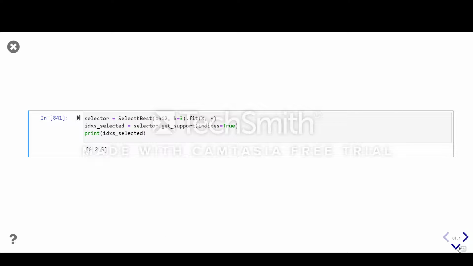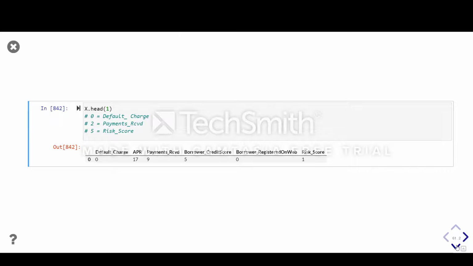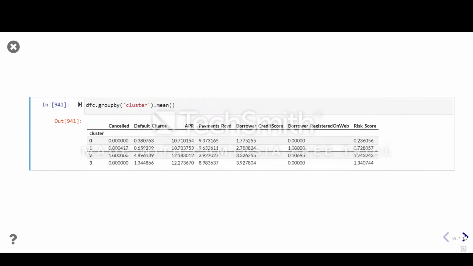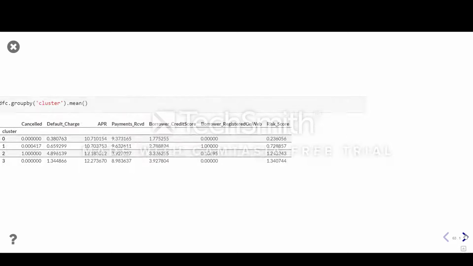And then I used the K-best model, which chose 0, 2, and 5 as the three best features. These three variables are default charge, payments received, and risk score. They were the most highly associated with the canceled variable. And then the clustering, like I mentioned, was my favorite. You really got to see specific averages of just people that were canceled, and that was really interesting.